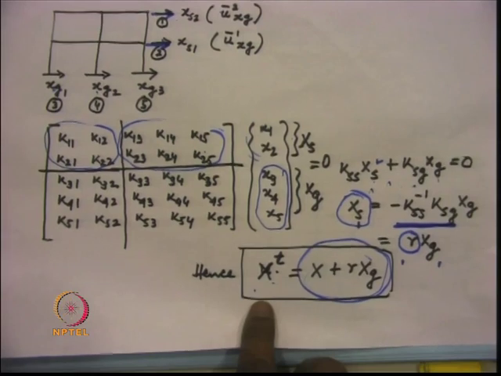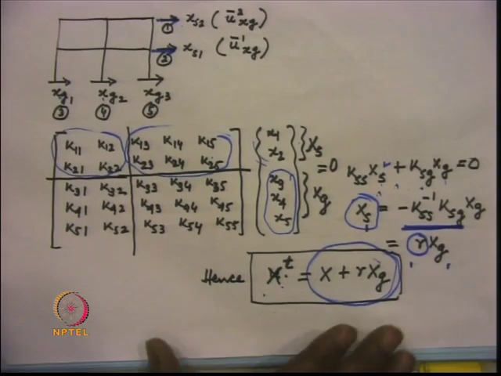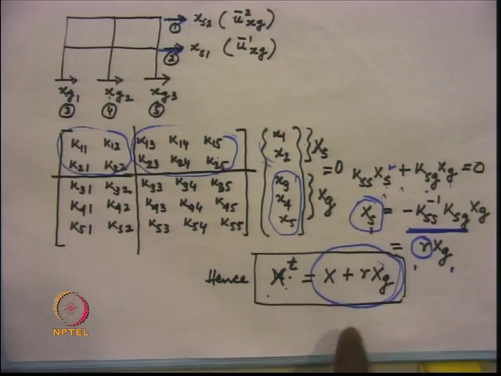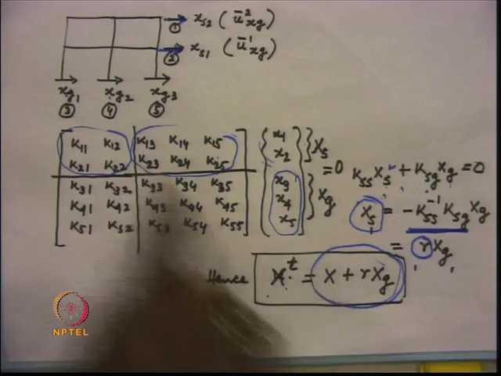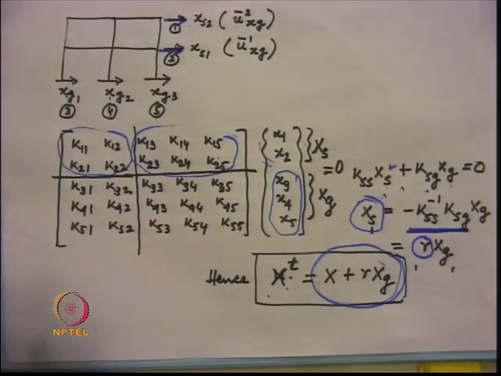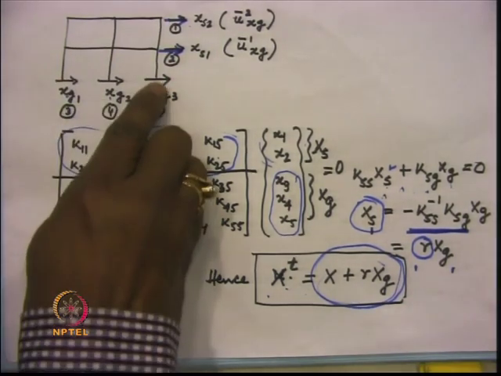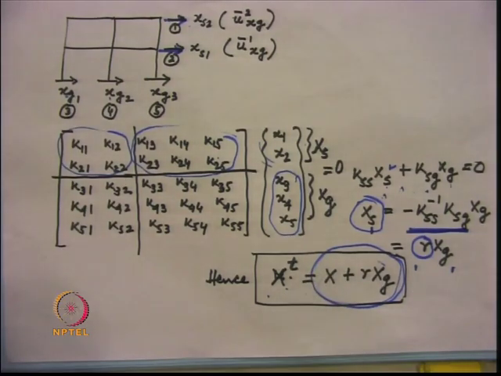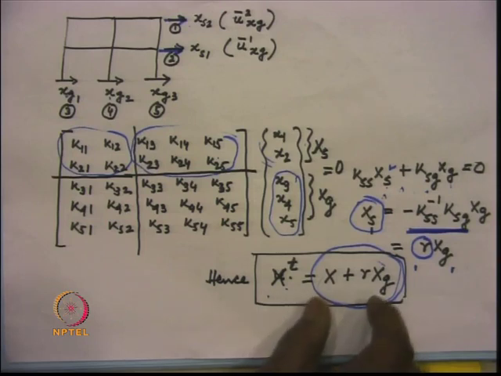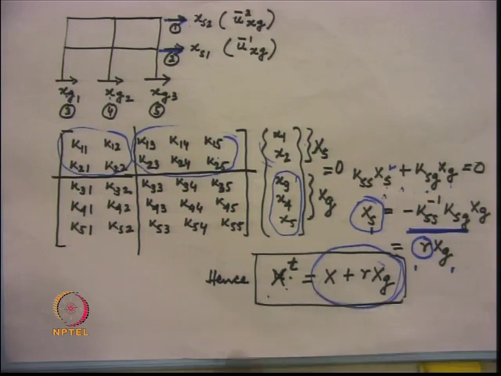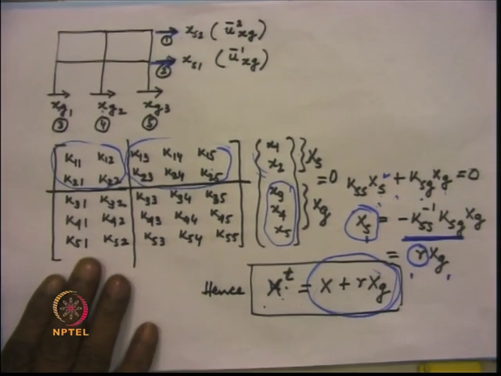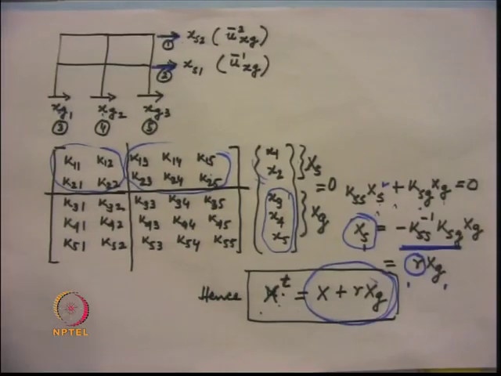And when you are talking about the total displacement xt, then this xt can be written as x plus rxg, where x is the displacement at the non-support degrees of freedom produced due to the inertia effect with respect to the base, that is the relative dynamic displacement, plus the quasi-static component. This rxg is the quasi-static component of the displacement. These two displacements together give us the value of xt. And we write down the equation of motion in terms of xt, and that is what is shown over here.